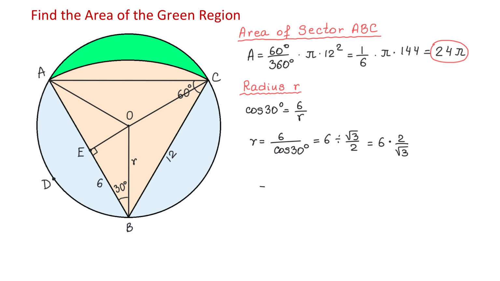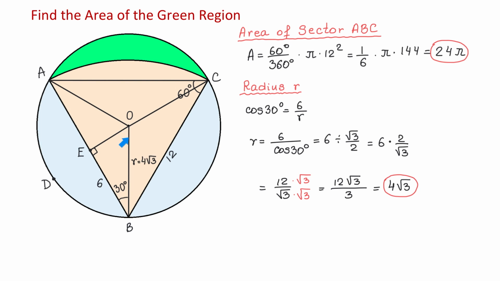Then 6 times 2 is 12, and now we have 12 over square root of 3. To rationalize the denominator, we can multiply the numerator and the denominator by another square root of 3. Then in the numerator we will have 12 square root of 3, and in the denominator square root of 3 times another square root of 3 is 3. Then 12 divided by 3 is 4, and the radius is 4 square root of 3.